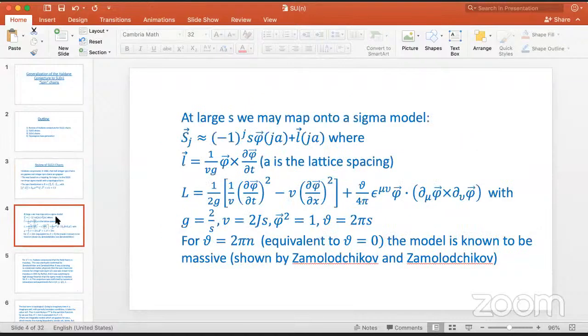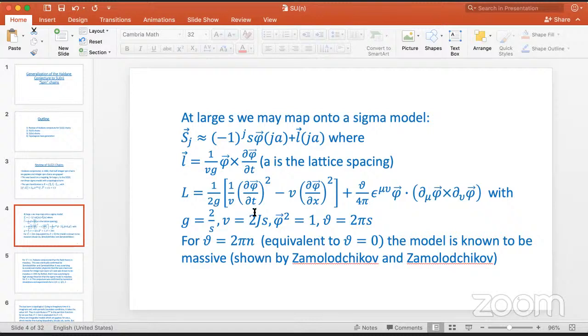In large S, we can map onto a sigma model. So we take S_j to be (-1)^j S φ plus L. So there's an alternating term and there's a non-alternating term. And the non-alternating term is actually the cross product of φ cross dφ/dt in the sigma model. A here is a lattice spacing. So the Lagrangian of the sigma model can be written this way. So φ squared is 1.